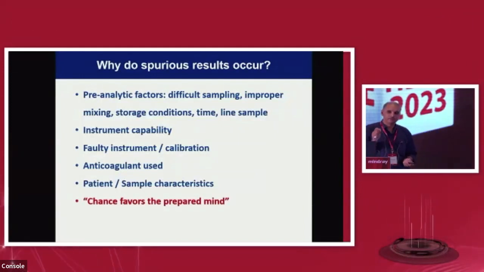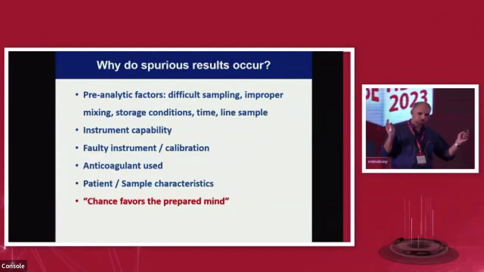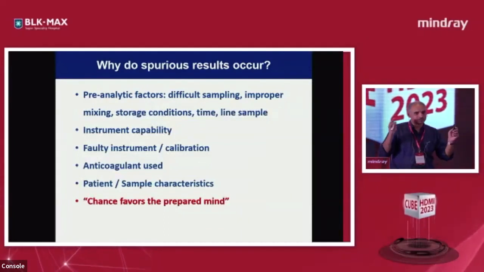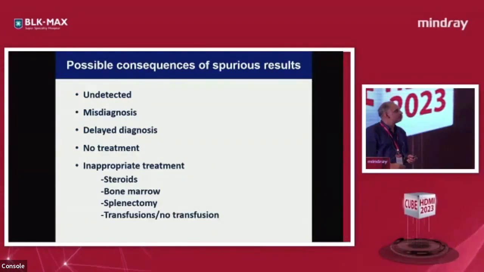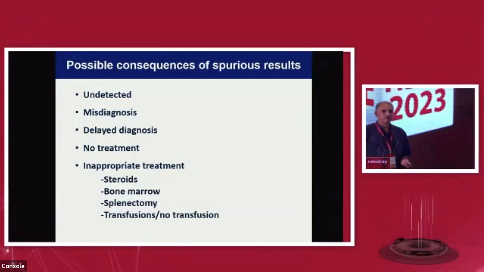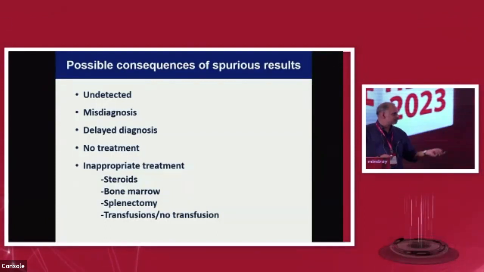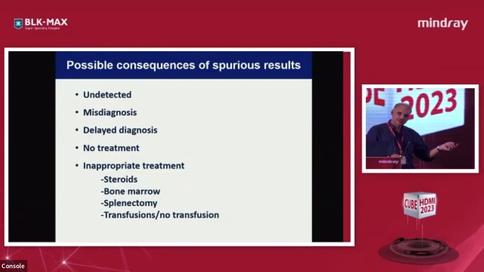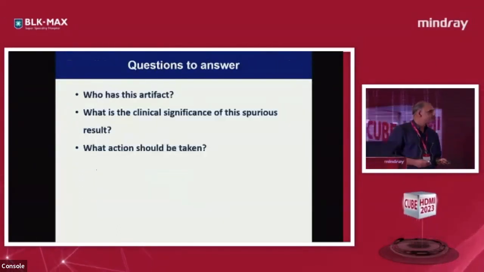Even chance will favor the prepared mind. So if we know what can happen, we can catch it. So important to increase our array of knowledge on spurious results. So what are the consequences? They may go completely undetected, misdiagnosed, you may have a delayed diagnosis, inappropriate treatment, especially with platelets. We've had so many papers, patients treated with steroids, splenectomy, bone marrow done when it is not required at all.